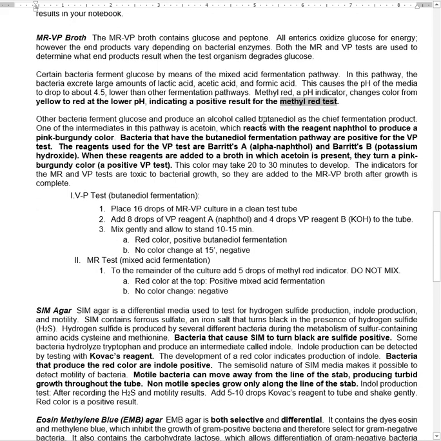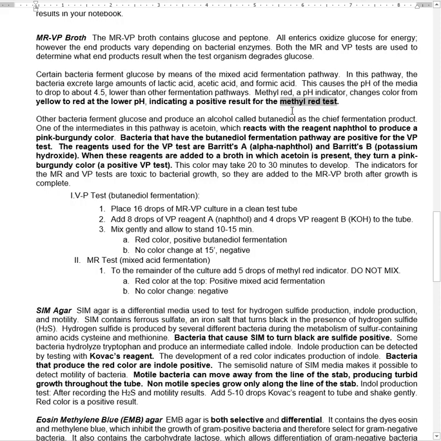And butanediol is the product, and again, we're checking for acetone. Reagent A is going to be the naphthol. It produces a pink burgundy that you're going to see in there.